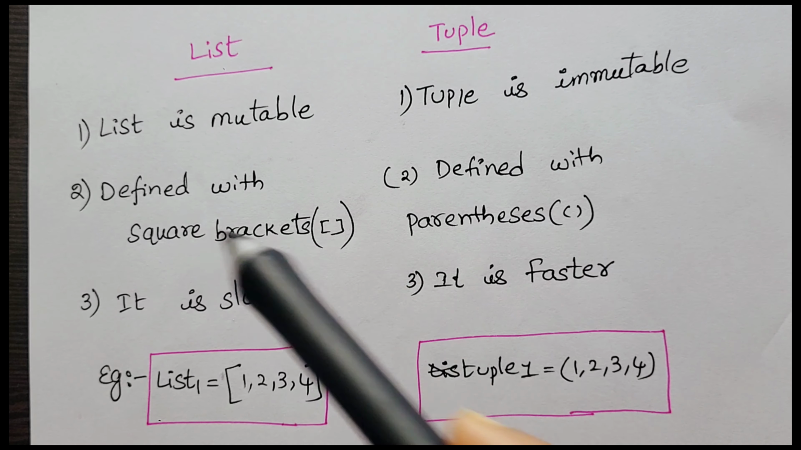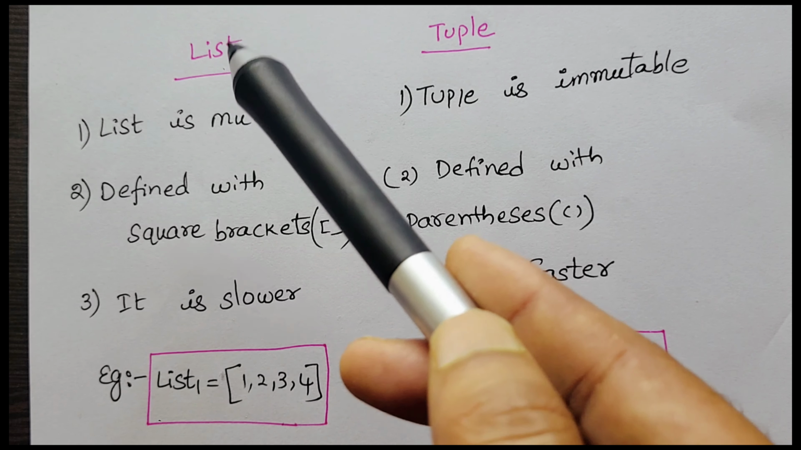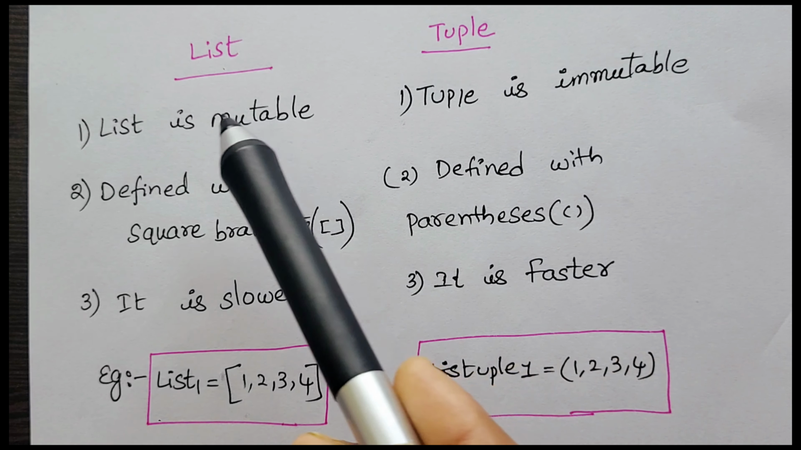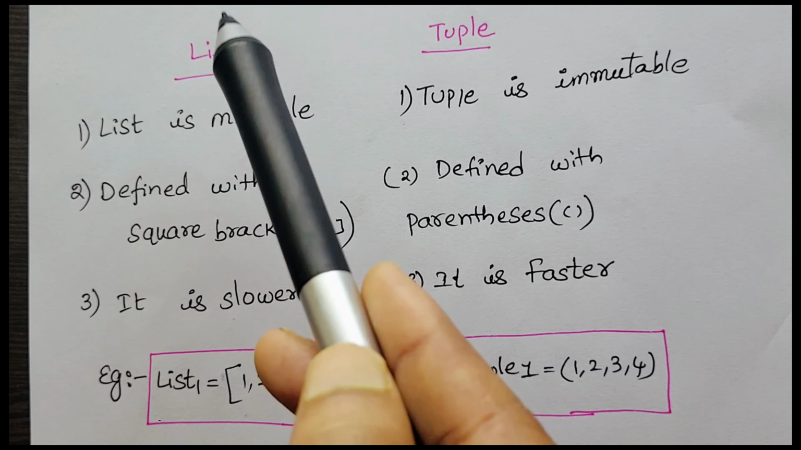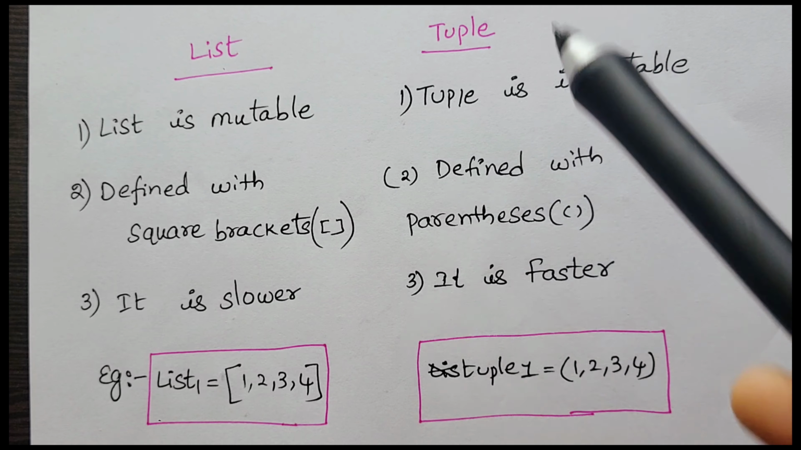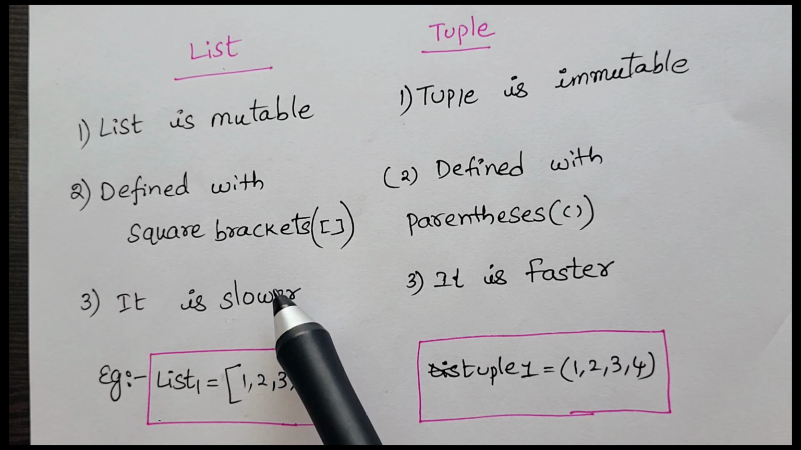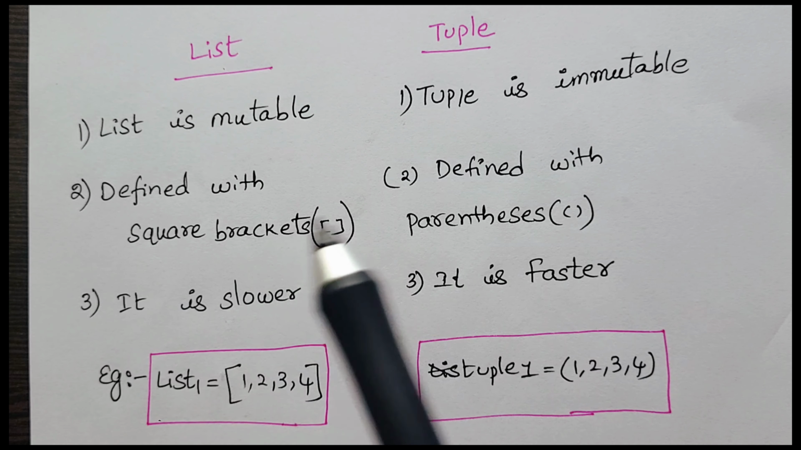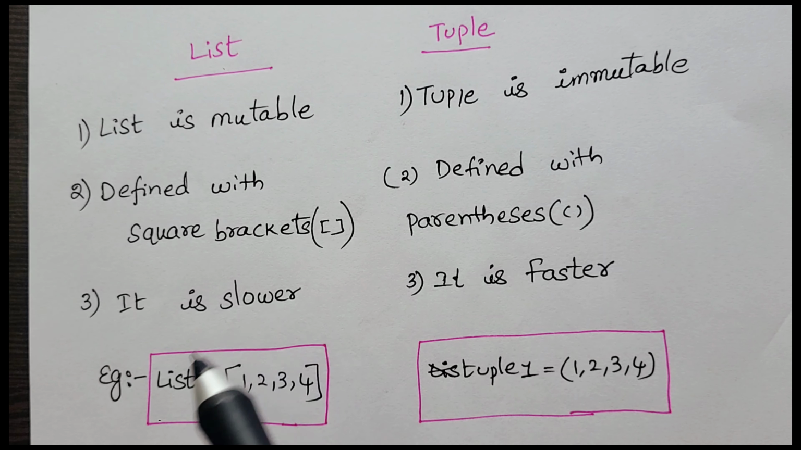So this is all about the difference between tuple and list. Very important: a list is mutable, a tuple is immutable. Mutable means we can change, immutable means we cannot change. A list is represented using square brackets, tuples are represented using round brackets. A list is slower than a tuple, a tuple is faster than a list. So how do we represent this list? 1 2 3 4 using square brackets. Tuple is equal to 1 2 3 4 like this. So this is all about the data types in Python.